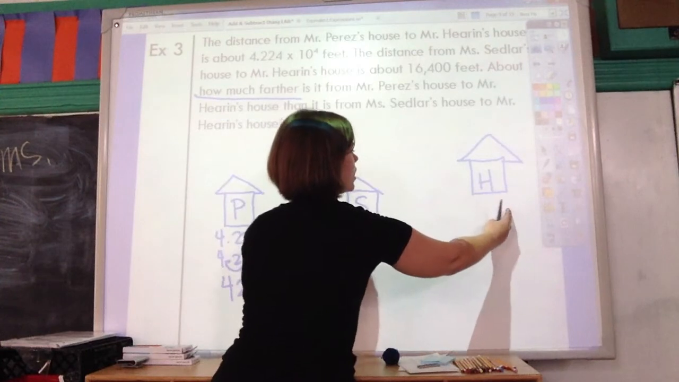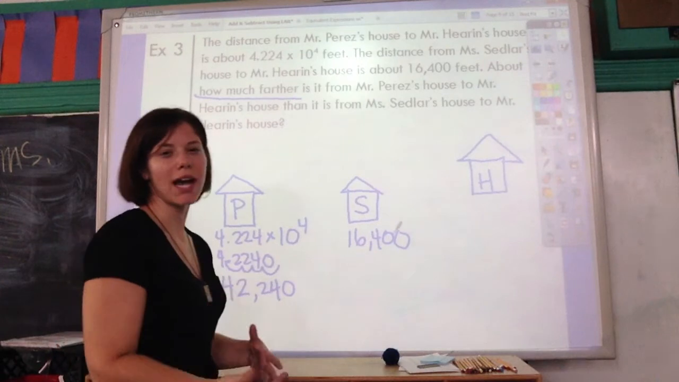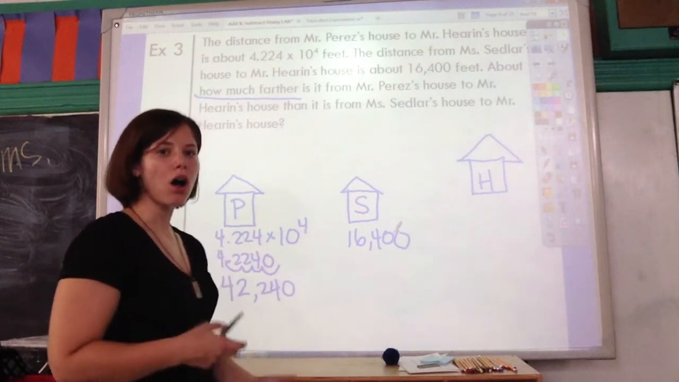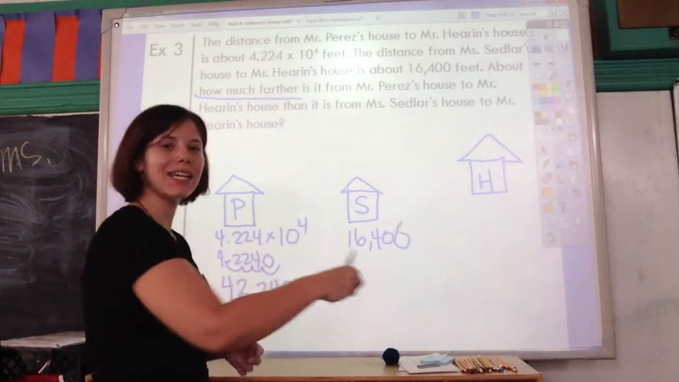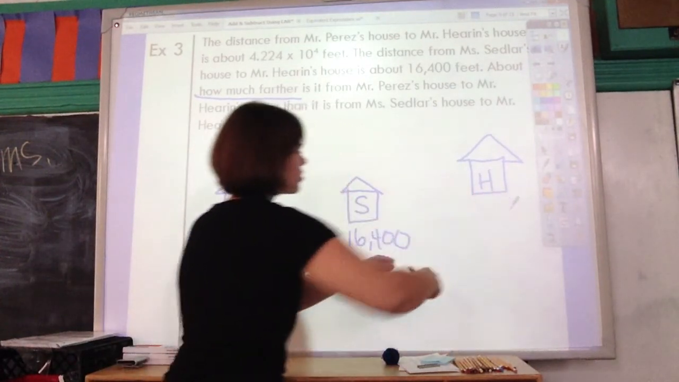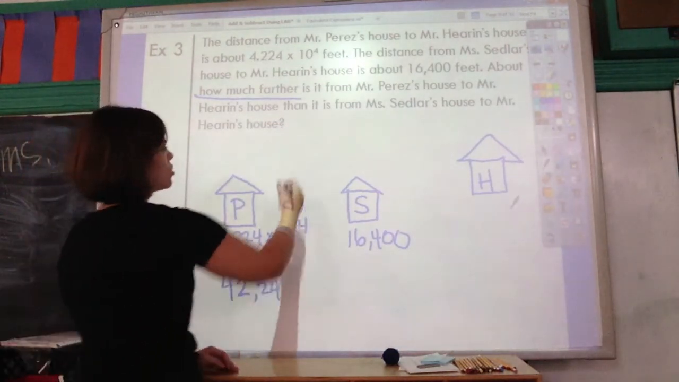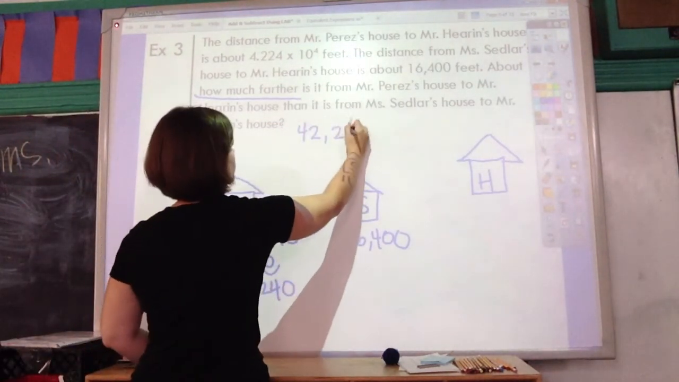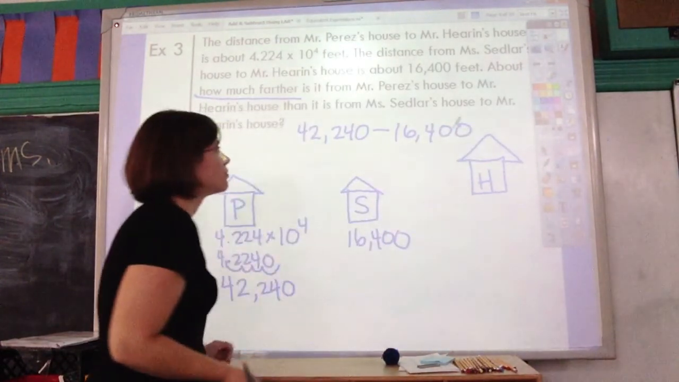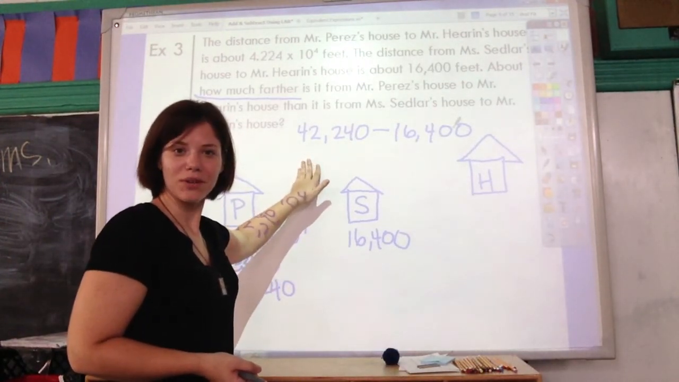The way we figure that out is by finding a difference. We're subtracting. How much farther, how much greater, how much more, all of those are questions where we're taking a group away from another group. I'm taking away the distance from my house to Mr. Heron's house away from the distance from Mr. Perez's house to Mr. Heron's house. So my real problem is simply subtraction. I'm not going to work this out because I want to get you into practice, but if you want to work it out, go to town. Your turn.